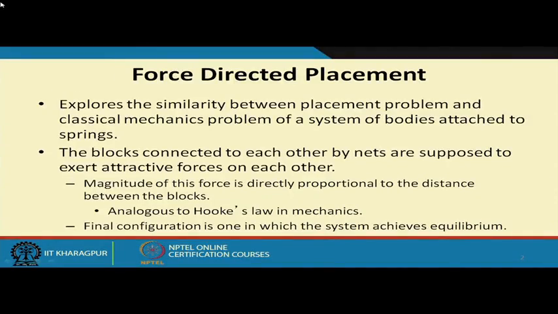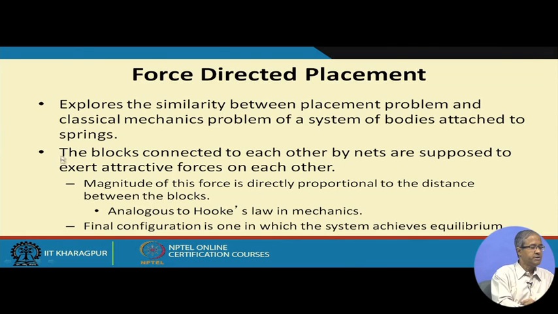Okay. So, let us come back to this slide again. We are saying that the blocks connected to each other are supposed to exert attractive forces just as if they are connected by springs, as I said. Magnitude of this force is proportional to the distance, this also I have said, and when you leave them alone to move around freely, the final configuration will be the one in which the system achieves equilibrium.